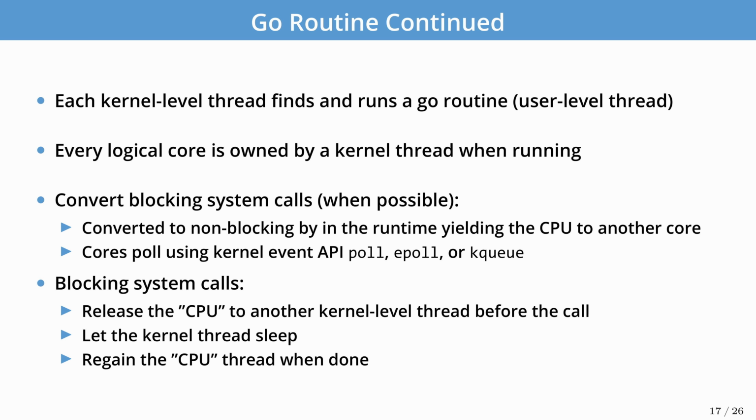And finally, for blocking system calls that we can't avoid, their solution is to release the logical core ownership on that kernel thread, allow the kernel thread to make a blocking system call, and then regain ownership of the logical core when they're done to resume that Go routine. Or they can release that Go routine back into the pool and allow another logical core to take it and run it.